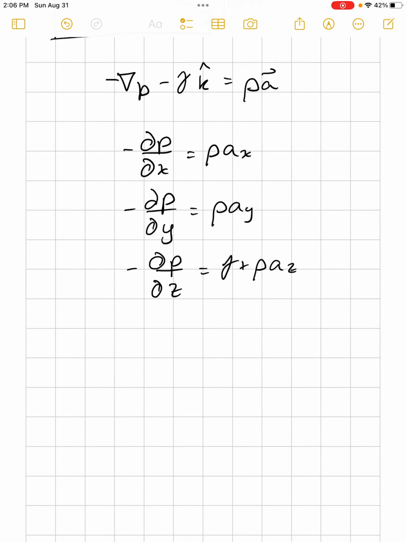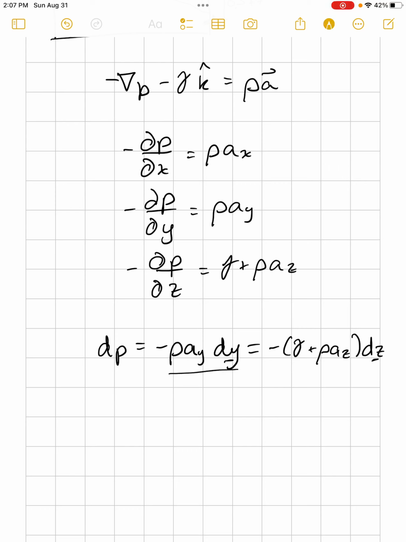Okay, so I'm going to kind of do a little bit of funny math here, and I'm going to say that my change in pressure is equal in the y direction to minus the density times the acceleration in the y direction times the change in the y direction. And in the z direction, well, we've got minus gamma plus rho a_z times the change in the height.